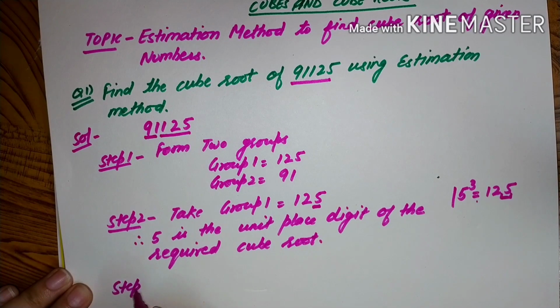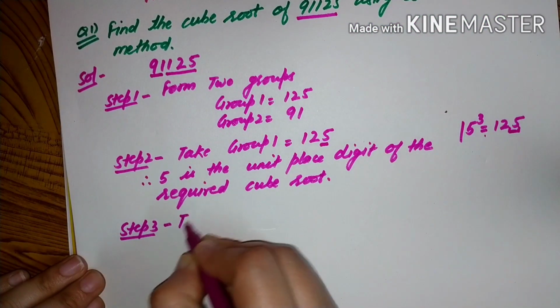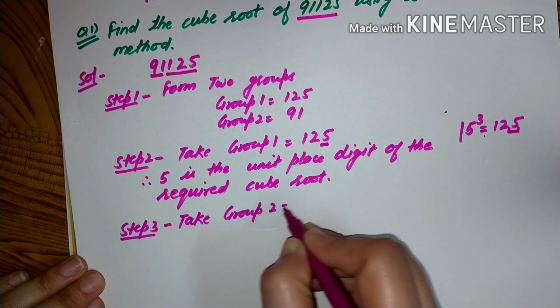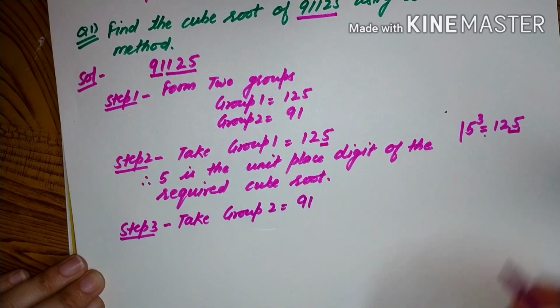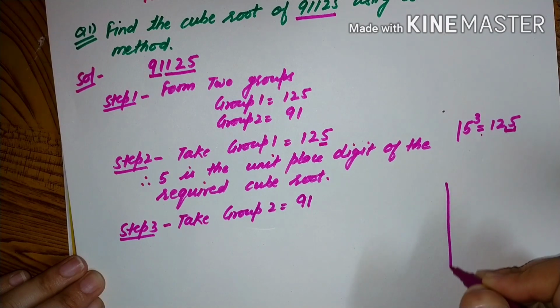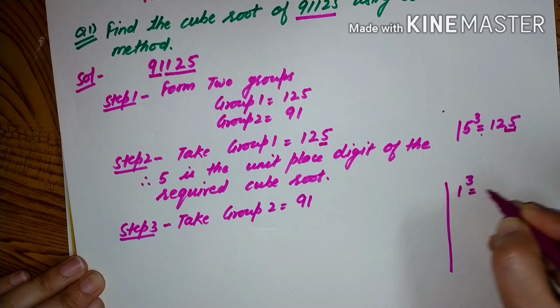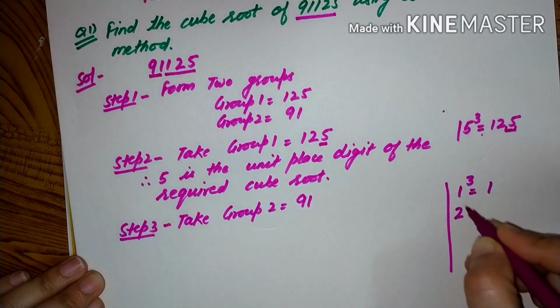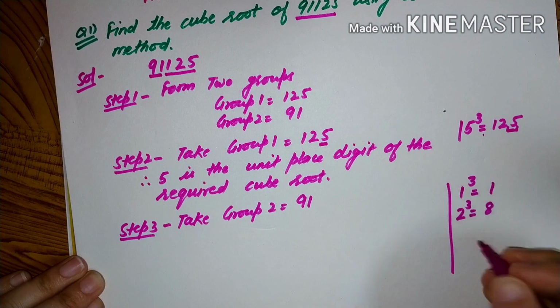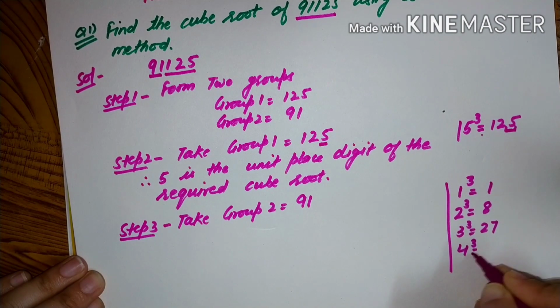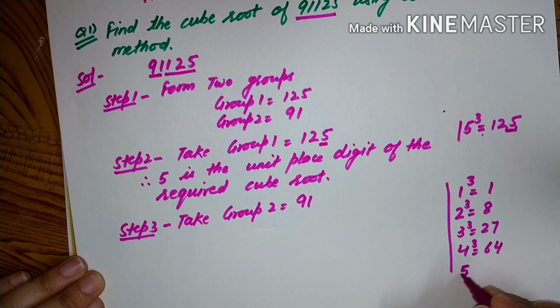Now step 3, we will take group 2, that is equal to 91. For that what we need to do is, we will take the cubes of different numbers. Let us see: 1 cube is 1, 2 cube is 8, 3 cube is 27, 4 cube is 64, 5 cube is 125.